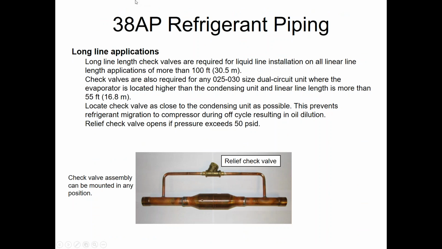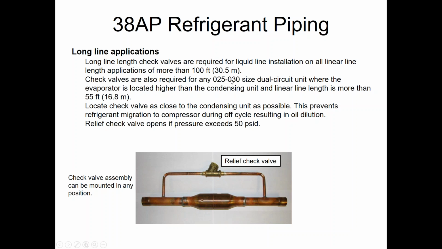38 APDs and APSs. So we've got another device out there that goes in the liquid line. And we use this for various things. We call it the long line application check valve assembly. And we have to have this assembly on each liquid line. So if you've got an APD, you're going to have 2 liquid lines. If you've got an APS single circuit, you have 1 liquid line. But if you have applications that have more than 100 feet of liquid line pipe, then you have to have the long line check valve.